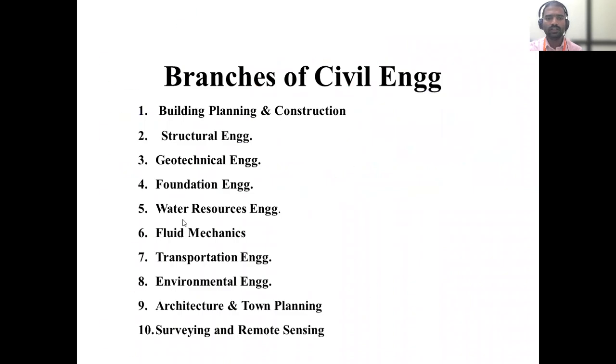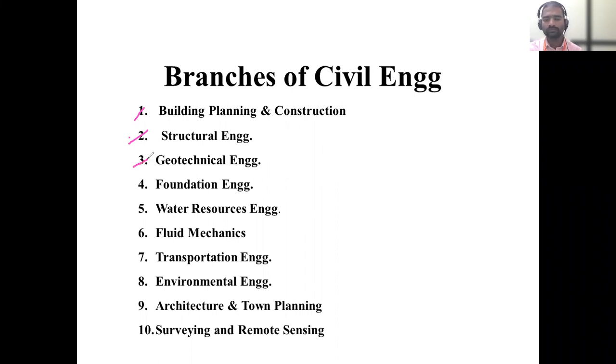So these are the different branches of civil engineering. In the last class, we studied all these branches, building planning and structural engineering. What do we do in structural engineering? We analyze and design any structural component of the building.